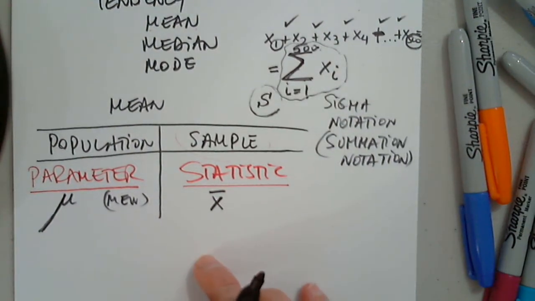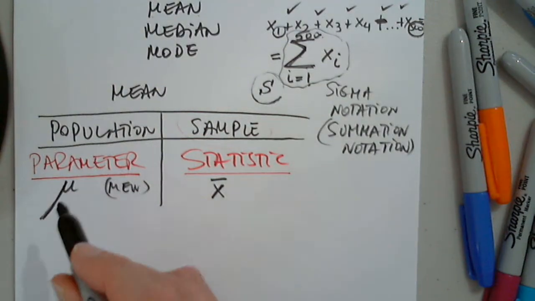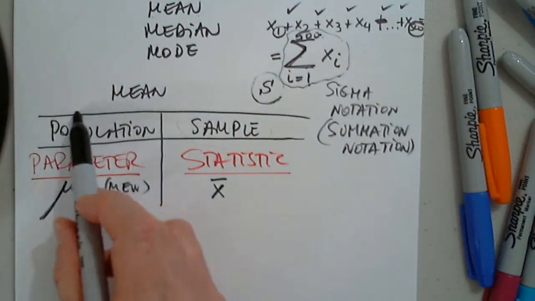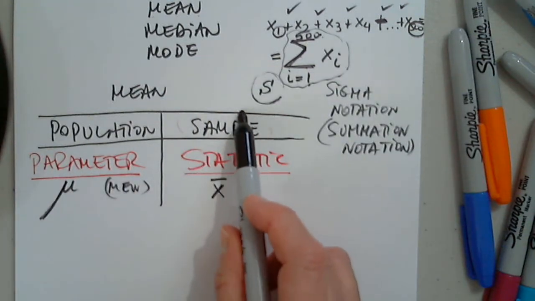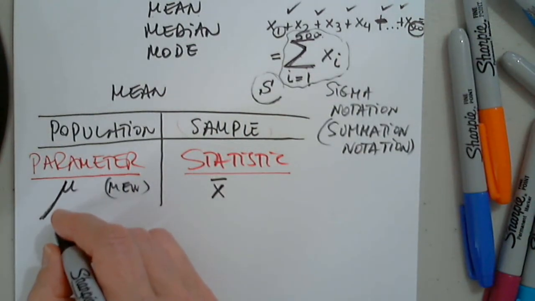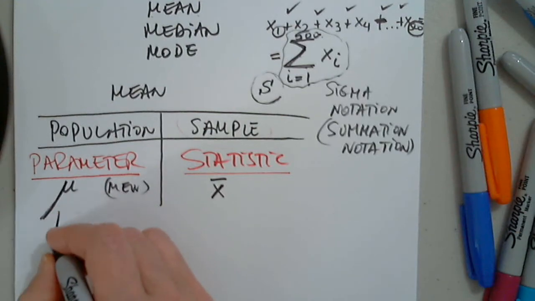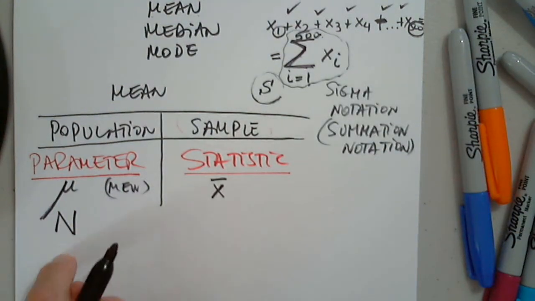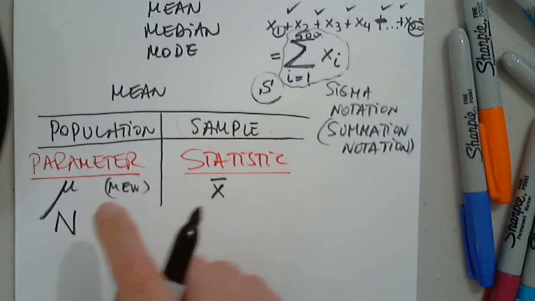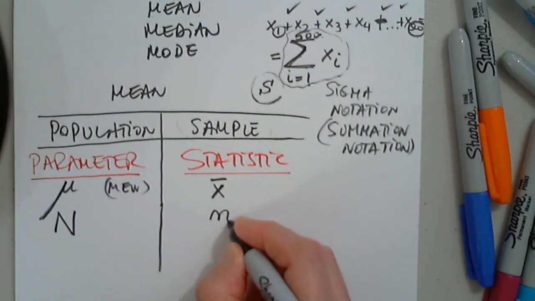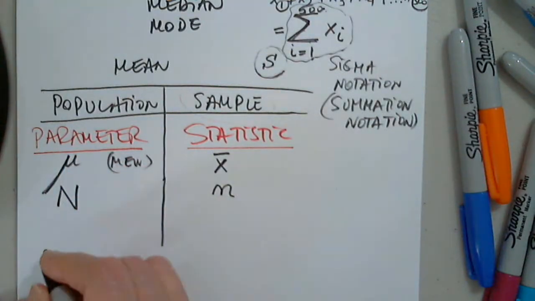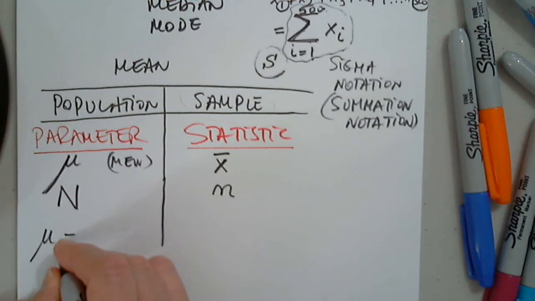Before we continue, does anyone remember what is the notation for the entire population size? It was capital N. Thank you very much. That's the population size. Excellent. And for the sample, lowercase n.